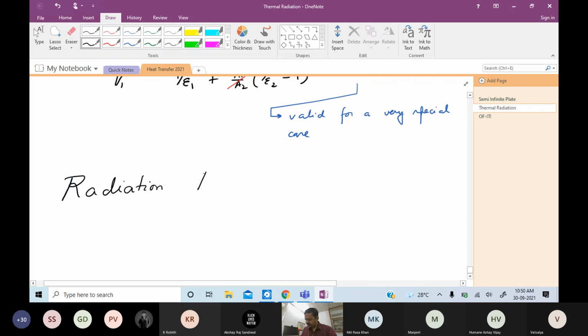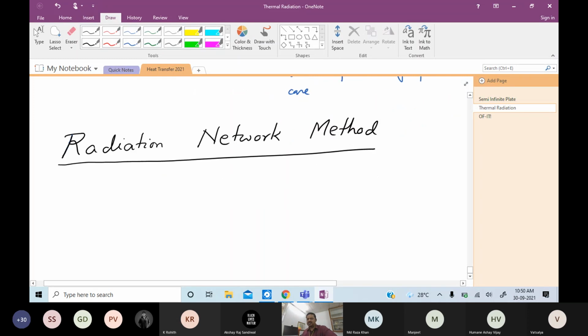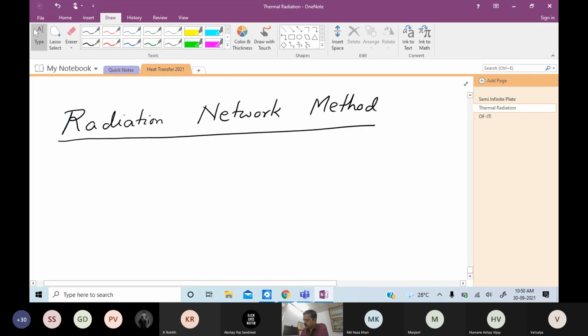The last topic under radiation. So to start with, what we will do is, and this will be mathematical. This will be mathematical, but still, to start with, let me explain to you something. Whatever we have learned so far.